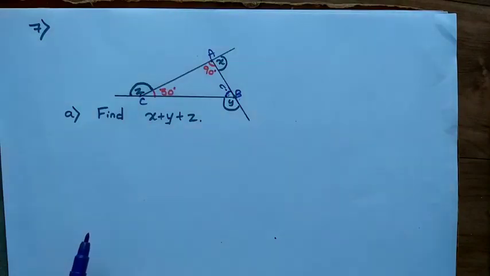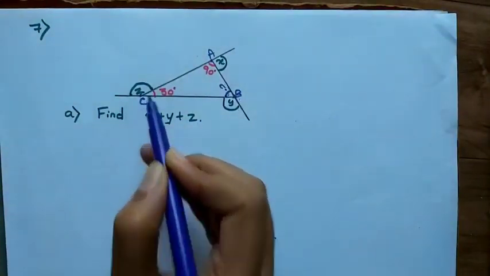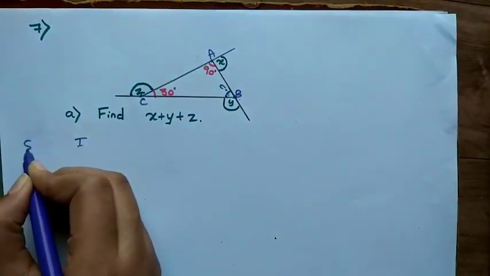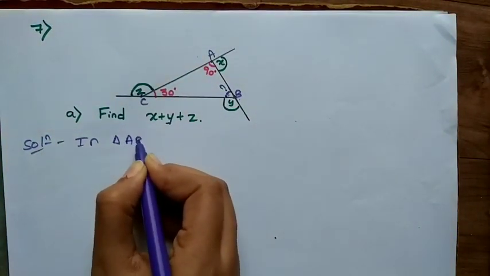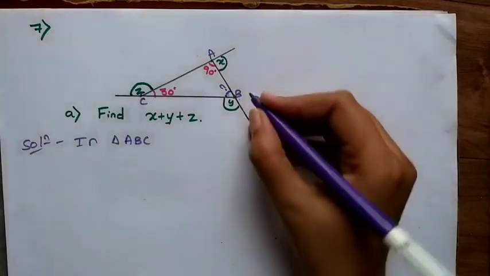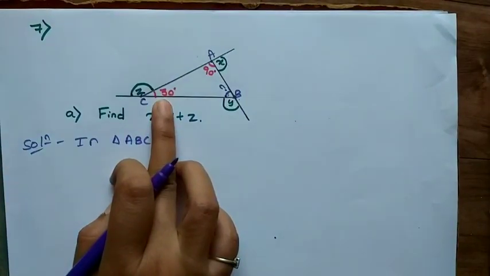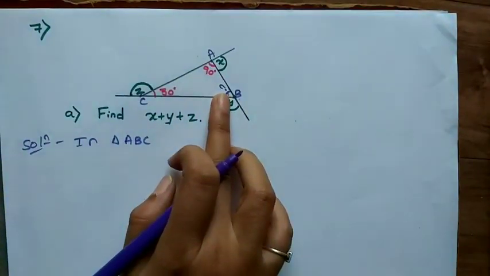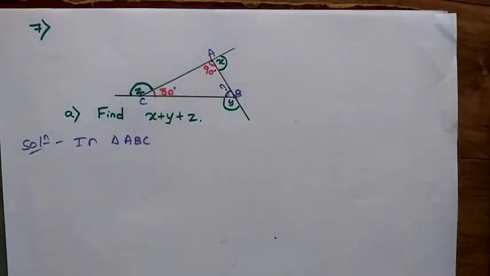So let's start the solution. Here we have a triangle ABC. In triangle ABC, we have to find the angle B. Here they have given angle A is 90 degree, angle C is 30 degree. We don't know the angle B. To find the angle B, we use the fact that the sum of the angles of a triangle is 180 degree. This condition is said to be the angle sum property of a triangle.